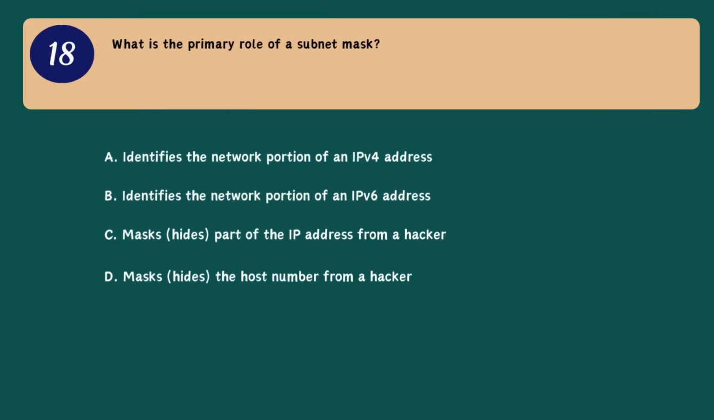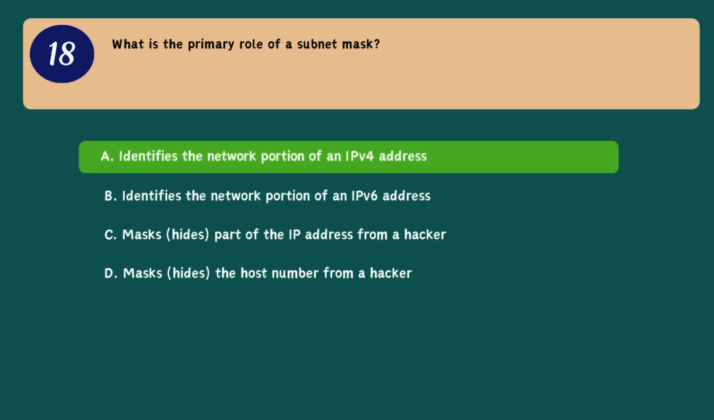Question 18. What is the primary role of a subnet mask? A. Identifies the network portion of an IPv4 address. B. Identifies the network portion of an IPv6 address. C. Masks, hides, part of the IP address from a hacker. D. Masks, hides, the host number from a hacker.